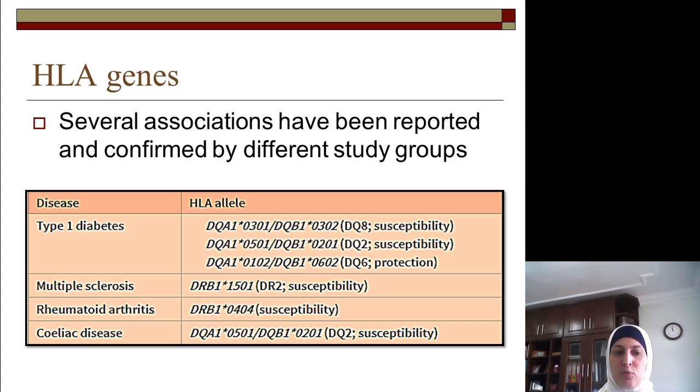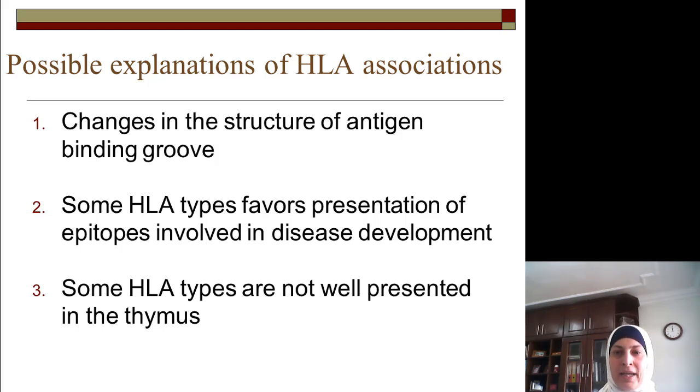Rheumatoid arthritis was associated with DRB1 0404, celiac disease with another HLA type. So these are the strongest associations reported with HLA types. The exact mechanism of why an HLA would be associated with an autoimmune disease is not really known, but we know that these associations are real because they were reported in several populations. We have several confirmatory results supporting these findings. They were linked through family studies and associated through case control studies. So these associations are real and are not false positive associations.